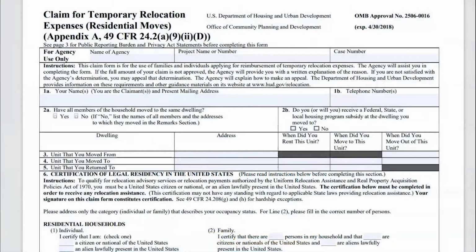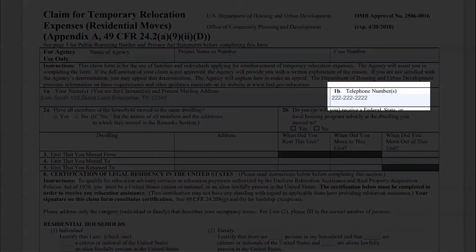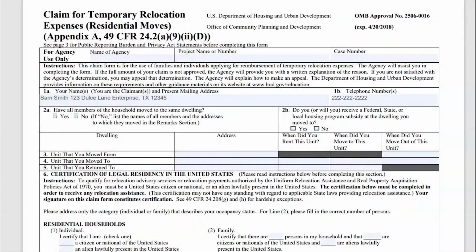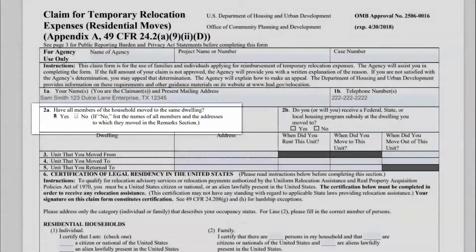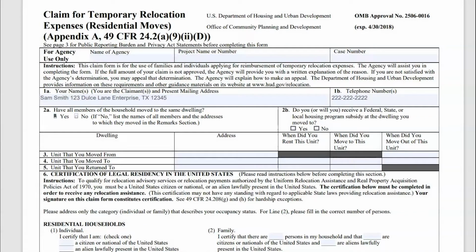In cell 1A, the claimant should enter their name and their current mailing address. Next, in cell 1B, the claimant should enter their telephone number or numbers. Then in cell 2A, the claimant should indicate yes or no if all members of the household moved into the same dwelling. If no, list the names of all members and the addresses to which they moved into the remarks section, found at the end of this page.